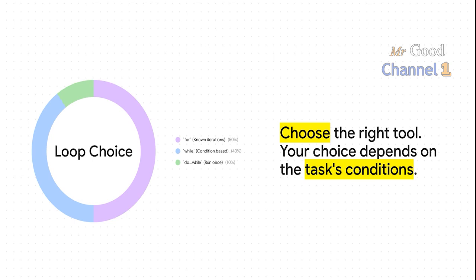Well, it's actually pretty simple, and this is your cheat sheet. If you know exactly how many times you need to run, 100 times, 1,000 times, go with the for loop. It's built for that. If you're looping until something changes, like until a user clicks a button, a while loop is your friend. And if you have that one special case where you absolutely must run the code once before you even check the condition, that is a job for do-while.